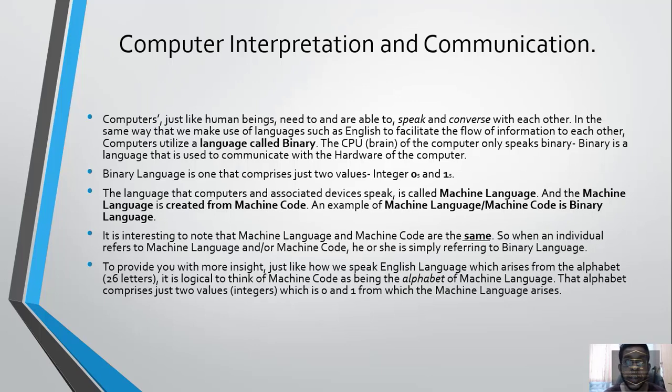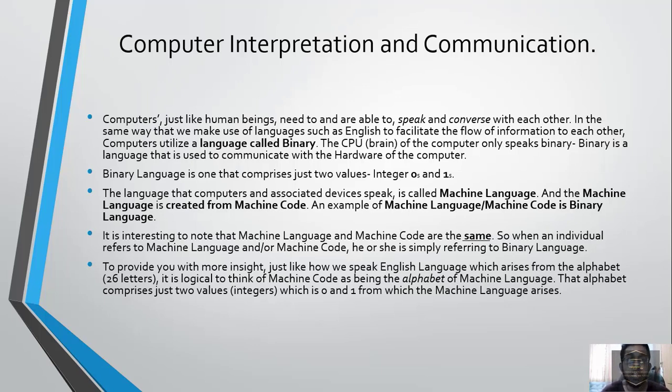Binary language is one that comprises just two values, integer zeros and ones. The language that computers and associated devices speak is called machine language, and the machine language is created from machine code. An example of machine language or machine code is binary language. It is interesting to note that machine language and machine code are the same. So when an individual refers to machine language and or machine code, he or she is simply referring to binary language.